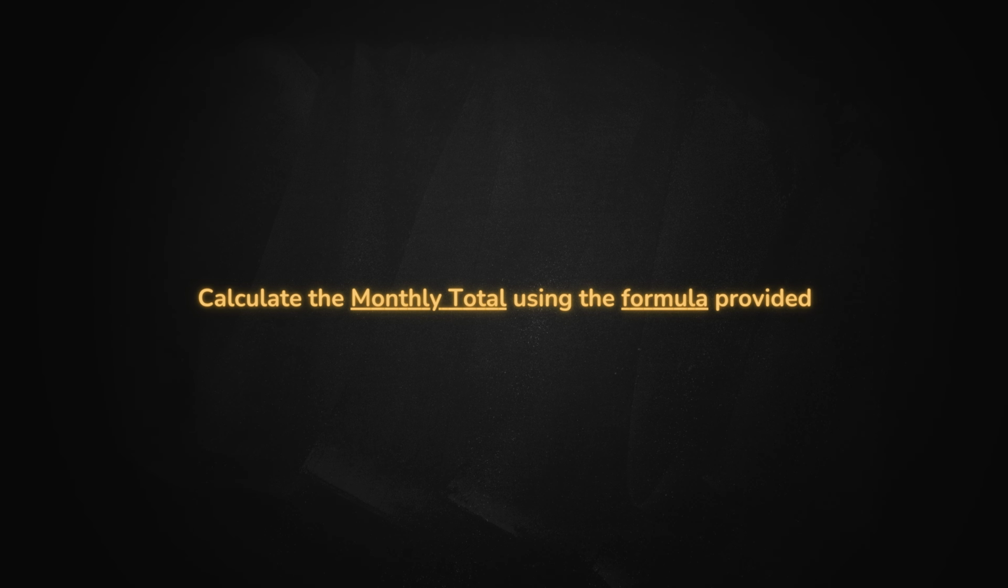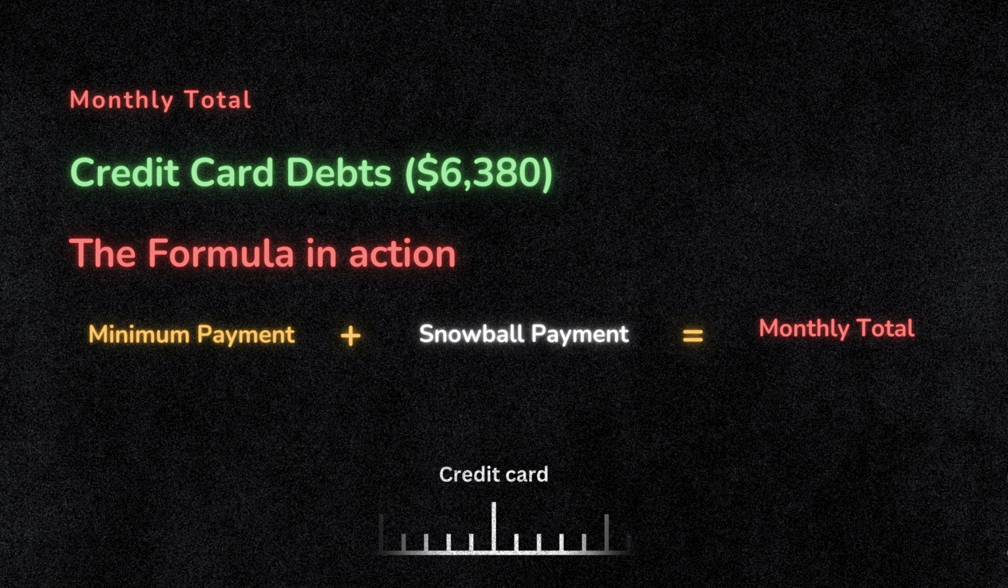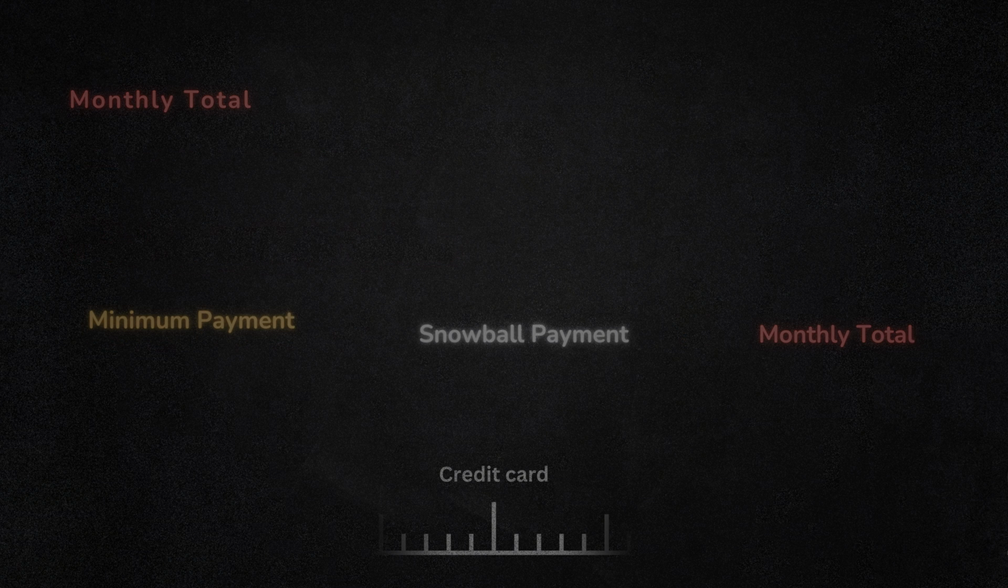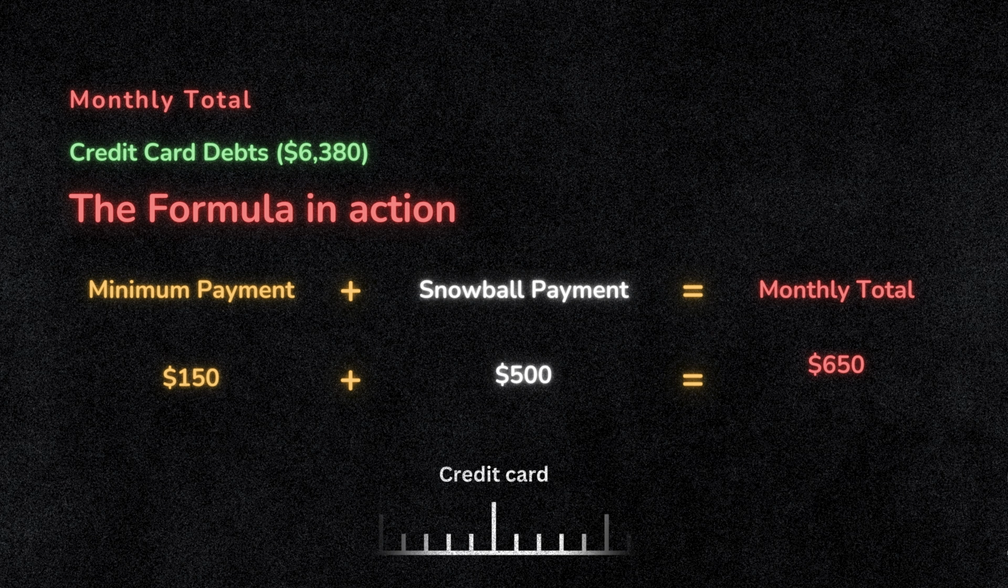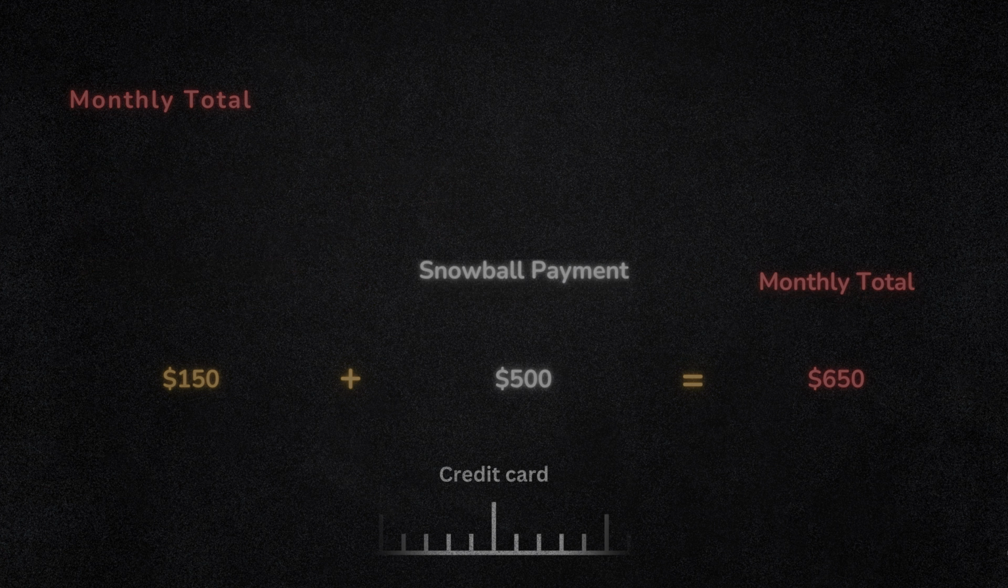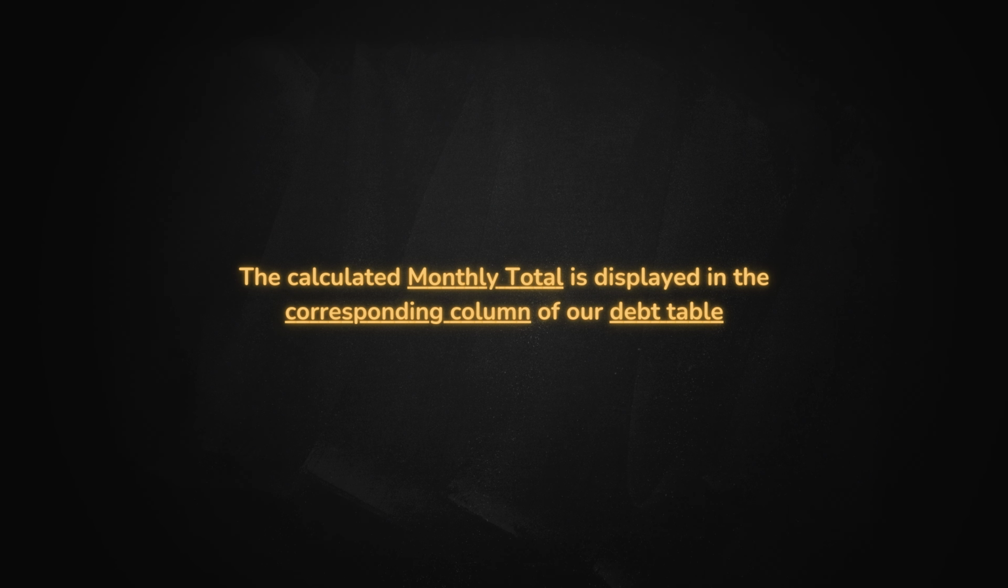Calculate the monthly total using the formula provided. Add the minimum payment to the snowball payment for the monthly total. The calculated monthly total is displayed in the corresponding column of our debt table.